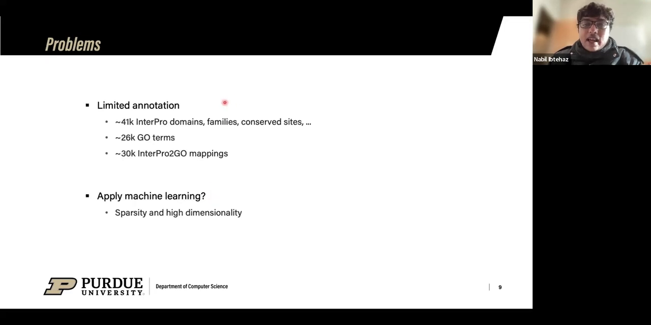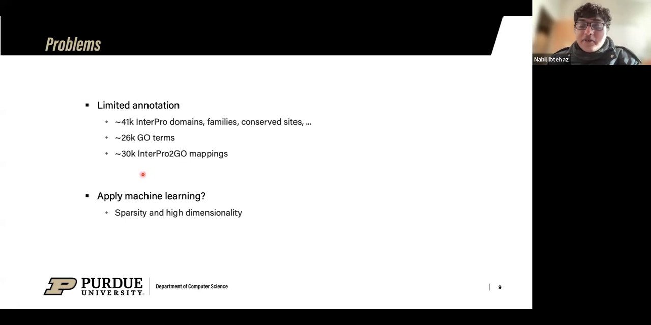The first issue is that the annotation of InterPro2GO is limited and it's still ongoing. For example, in the current version, we only have 30,000 InterPro-to-GO mappings, whereas there are around 41,000 InterPro domains, families, conserved sites, etc. And we have around 26,000 GO terms. So even if we just had one GO term associated with one domain, this 30K InterPro-to-GO would still not be enough, because previously we just saw that one domain can actually perform multiple functions. So this annotation is very limited.